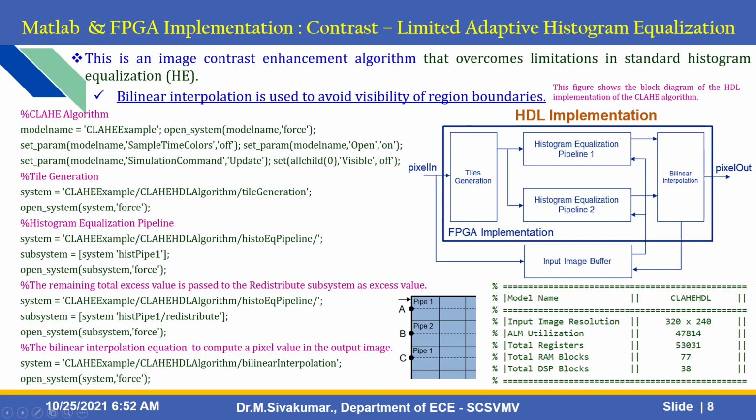After running, we will get this command window. We can get the input image resolution and ALM utilization, and the total registers, total RAM blocks, and total DSP blocks employed. Also you can see the waveform. This program shows the first part, the CLAHE algorithm, then the tile generation part, and then the histogram equalization pipeline. Then the remaining total excess value is passed to the input image buffer, that is, to the redistribute subsystem as excess value. Finally it is applied to the bilinear interpolation equation to compute a pixel value in the output image.